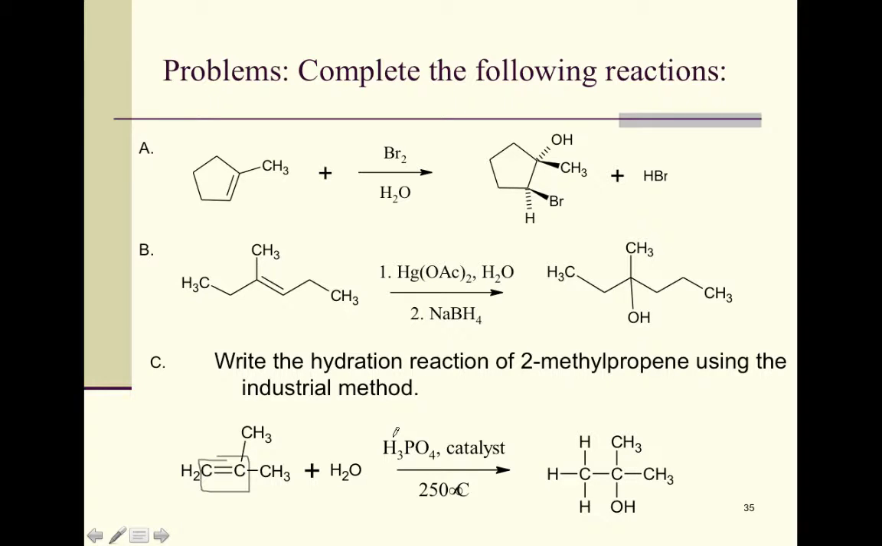We're going to be using H3PO4 catalyst. This is supposed to be 250 degrees C, and I've noticed sometimes when I go from my PC to my Mac, I get this infinity sign instead of the degree sign. So be sure to change this. If it's in your notes wrong, be sure to change this to a degree sign, degree C.